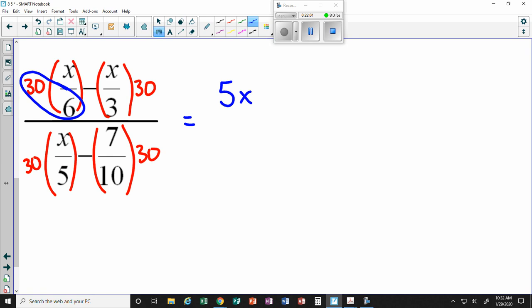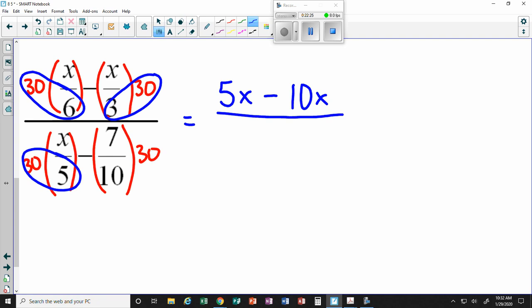The first one. Okay, minus the next one. Look at these. What is 30 divided by 3? 10. So it's really going to be 10 times x, 10x. Here, what's 30 divided by 5? 6. So this is really going to be 6 times x.